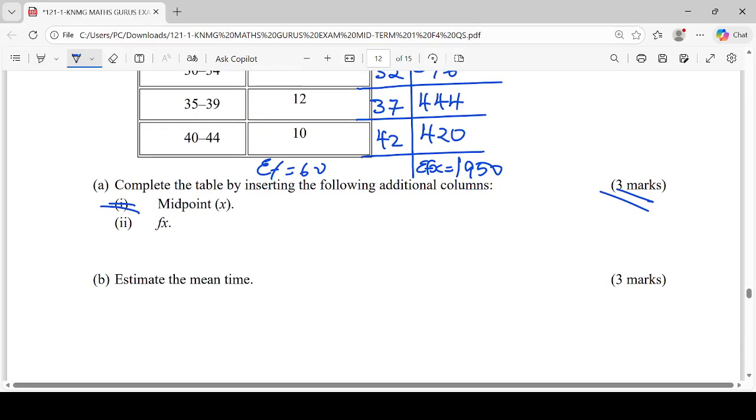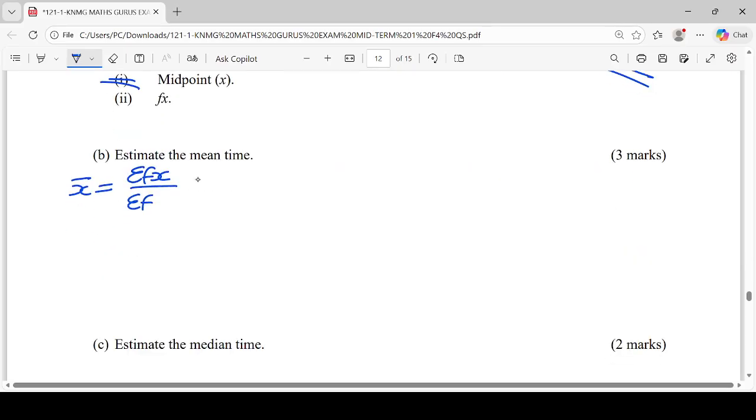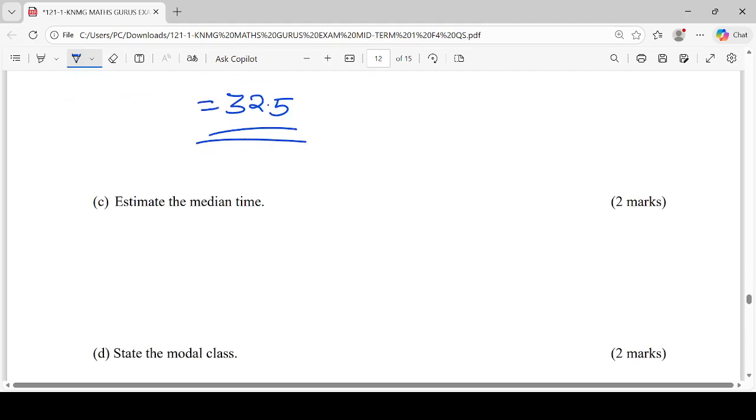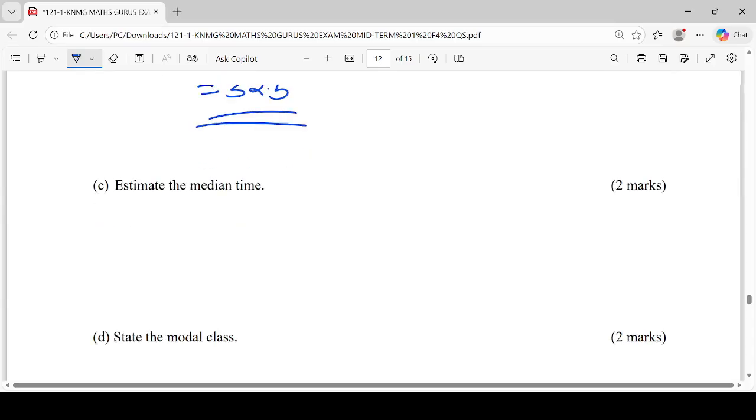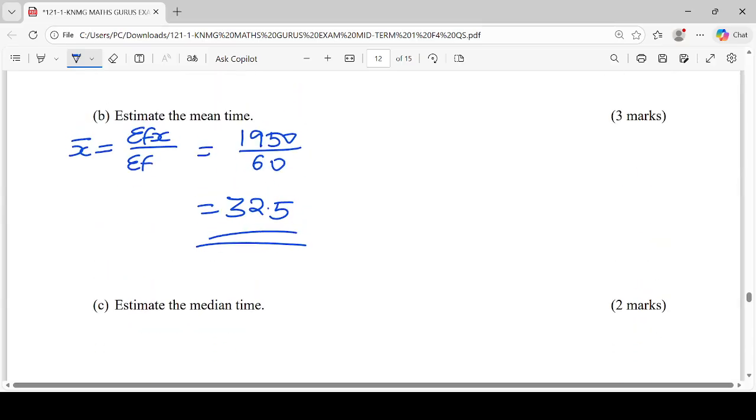So when they talk about mean, which is x bar, it is given by summation of fx over summation of f. Our summation of fx here is 1950 divided by 60. So when you divide that by 60, you're going to get 32.5 as the mean time, 32.5. Then estimate the median time. We need now to estimate the median time.